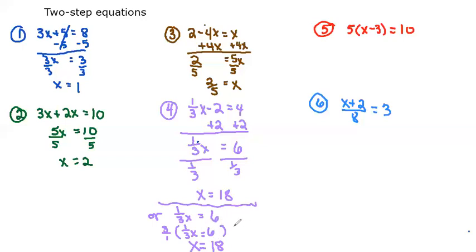Now, some of you also like to write this as 3/1 times 1/3 x equals 6 times 3/1, and that's fine too. Okay, I still get x is equal to 18. So number 4 is the one that you're going to have a little more difficulty with because it has different options that you can take. Okay, on number 5, now we know that this is distribution. So this is a distribution example.